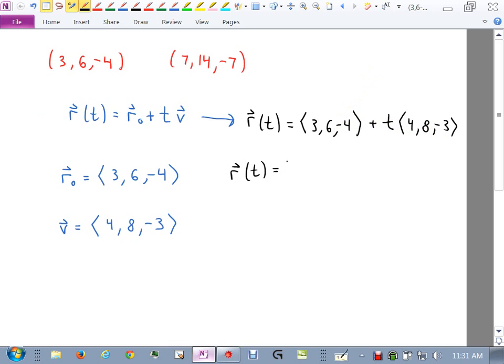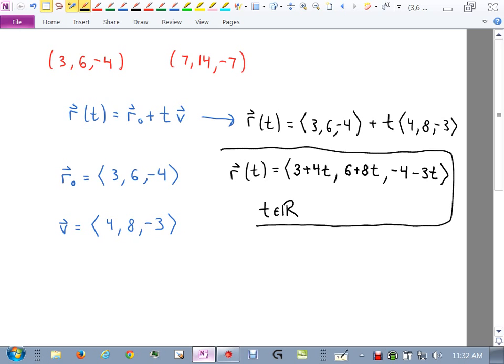If I do that, what will my first component be? 4t plus 3, or 3 plus 4t. It doesn't matter either way. I've always written it, and most books write it that way, so that's the way I'm going to write it. The next one would be 6 plus 8t. And then -4 minus 3t, where t is an element of the real numbers.